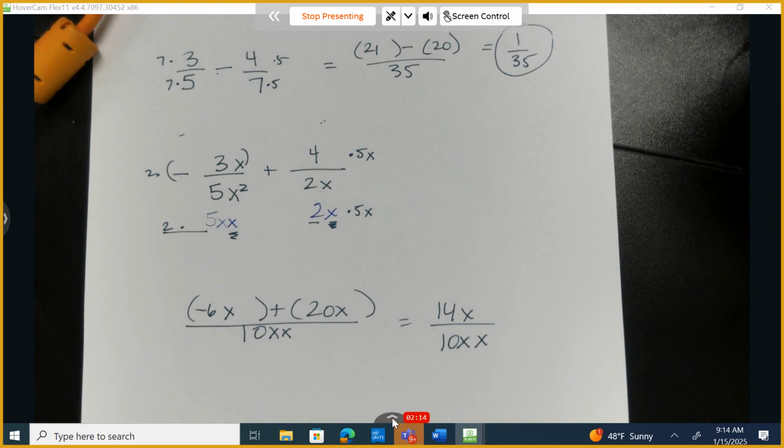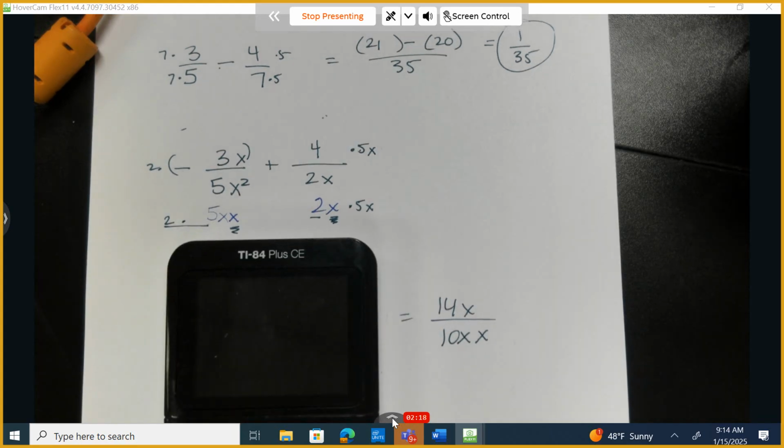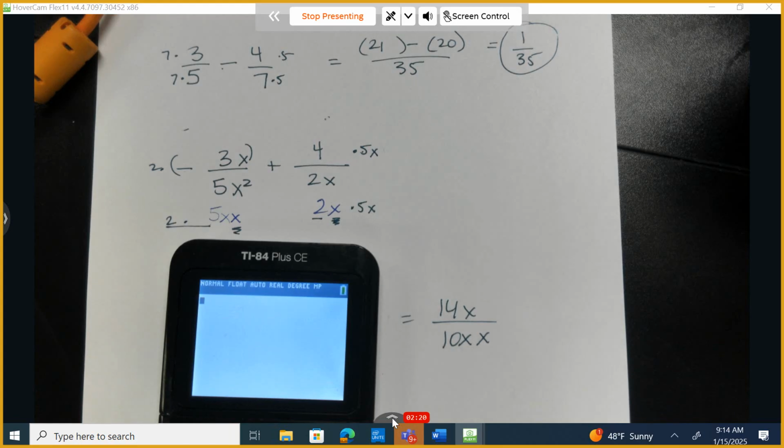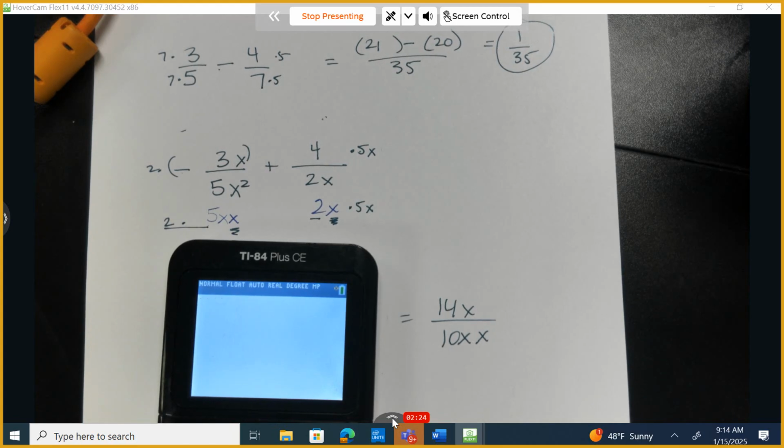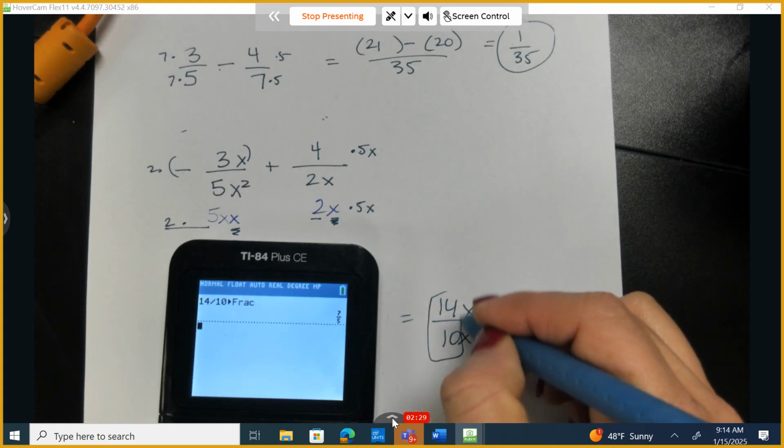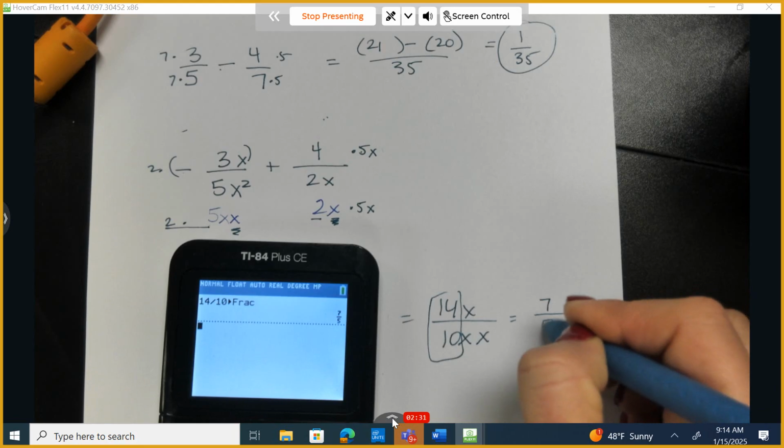I am not done. So what's the fastest way, knowing that you can use a calculator? Many of you would recognize that 14 and 10 are going to be even numbers, so I can divide by 2. Others will take 14 divided by 10, hit math, fraction, enter, enter, and it's going to reduce these values. So it's going to reduce down to 7/5.